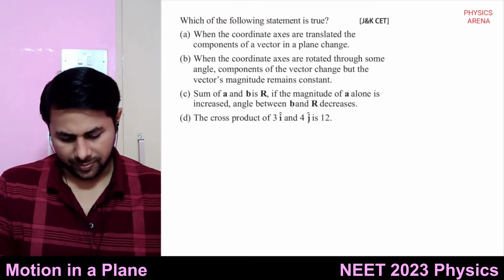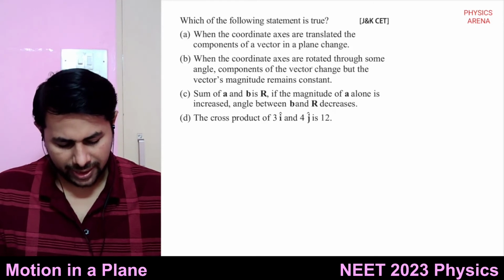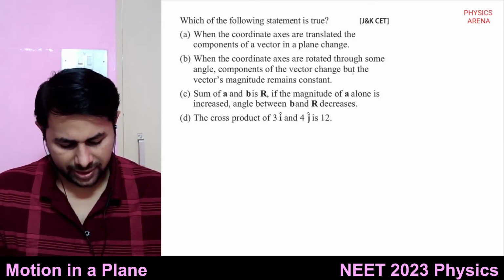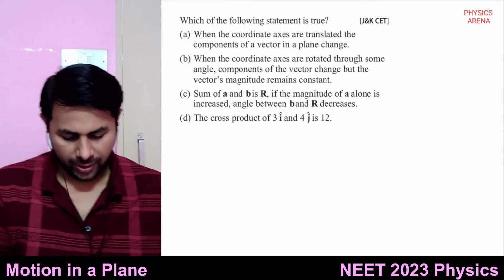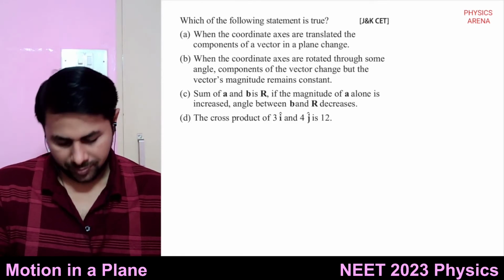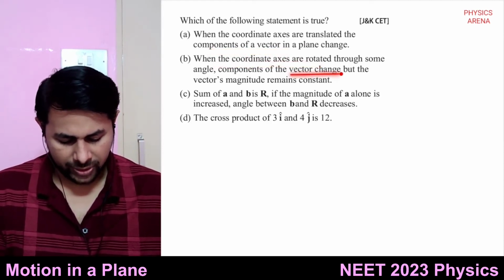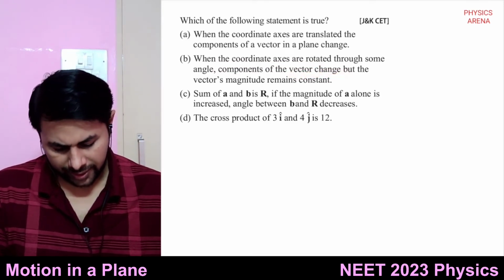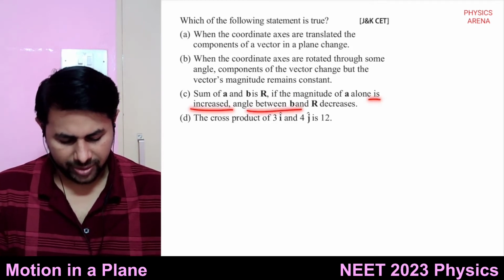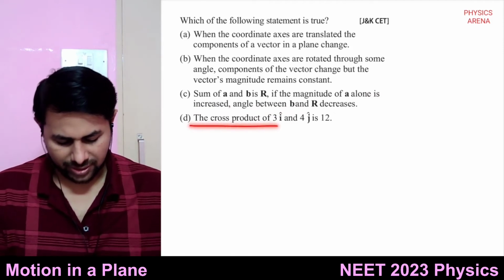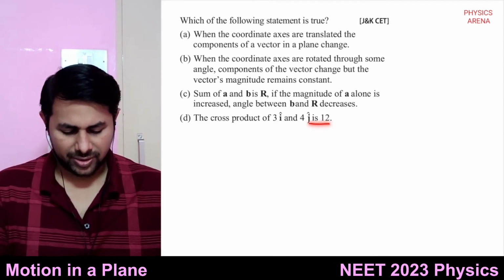Which of the following statements is true? When the coordinate axes are translated, the components of a vector in a plane change. When the coordinate axes are rotated through some angle, the components of a vector change, but the vector's magnitude remains constant. The sum of A bar and B bar is R bar. If the magnitude of A bar alone is increased, the angle between B bar and R bar decreases. And the last one: the cross product of 3i cap and 4j cap is 12. We haven't learned about the cross product yet, but okay. So can you tell me?